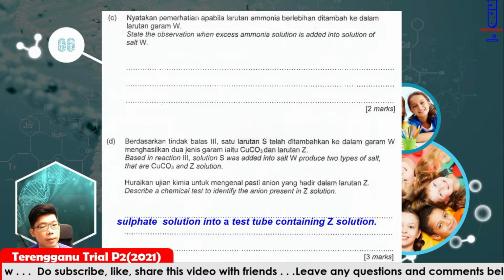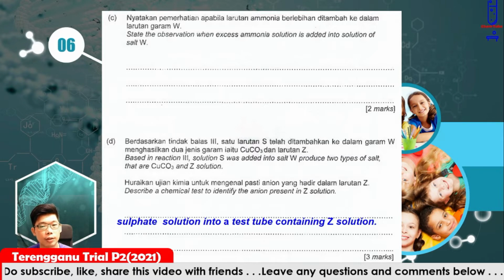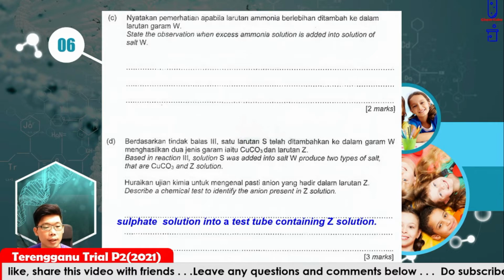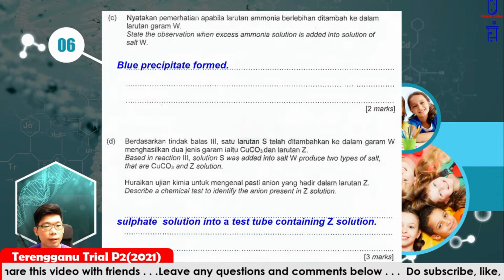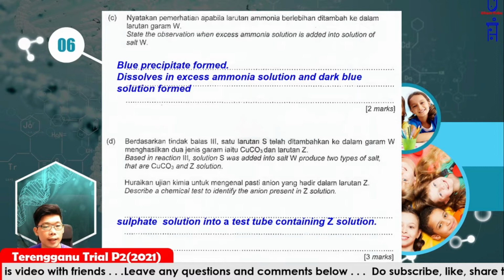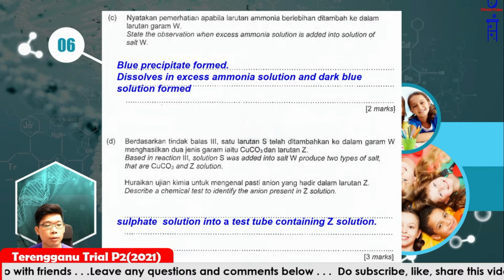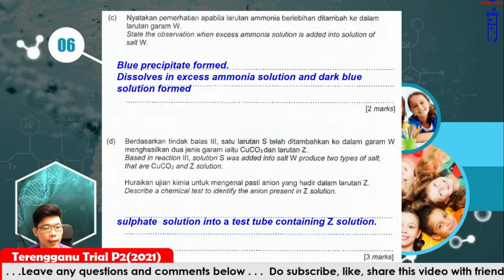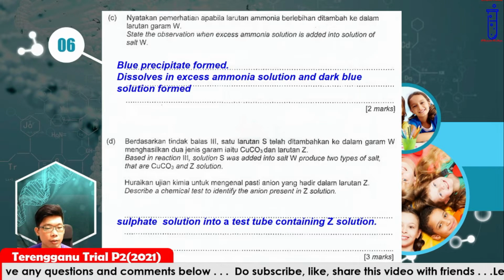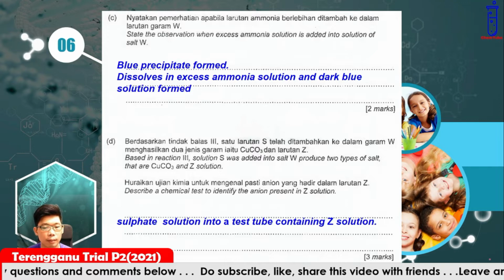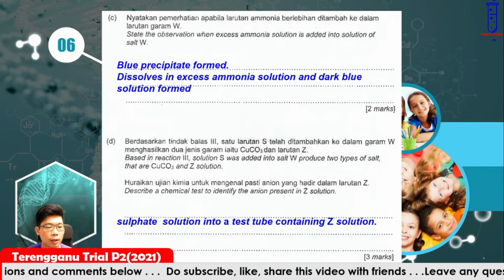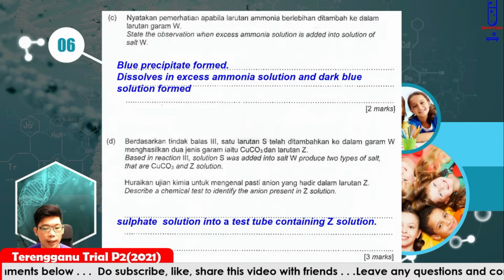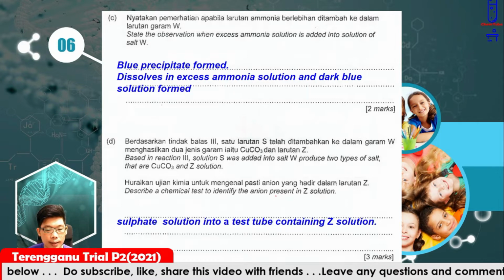Now state the observation when the excess ammonia solution is added to the solution of salt W. Okay, so here blue precipitate is formed. Then it dissolves in excess ammonia solution, and dark blue solution is formed. Now based on the diagram, based on reaction 3, solution S is added to solution W to produce 2 types of salt, copper 2 carbonate and Z solution. Describe a chemical test to identify the ions present in the Z solution.